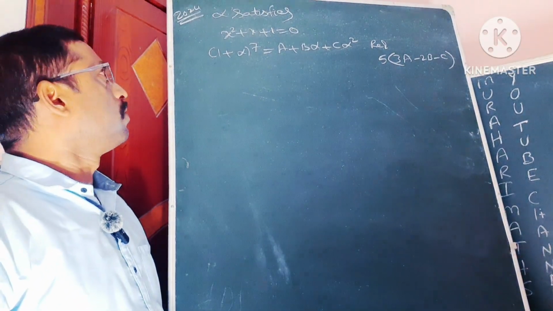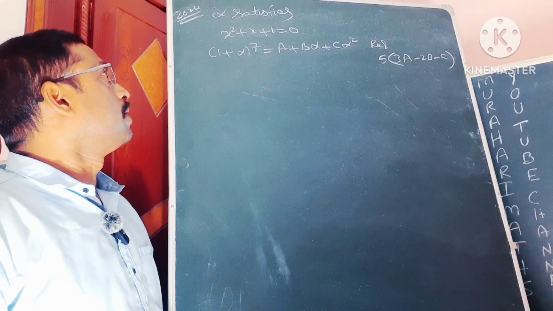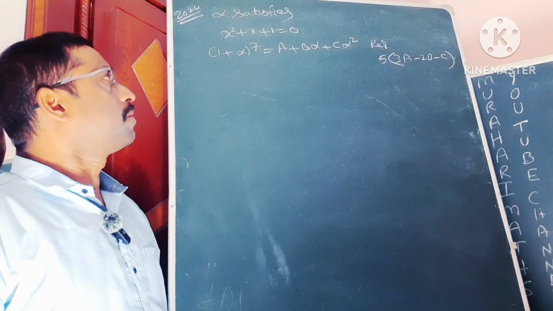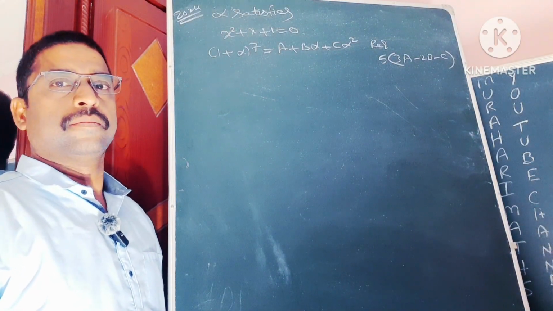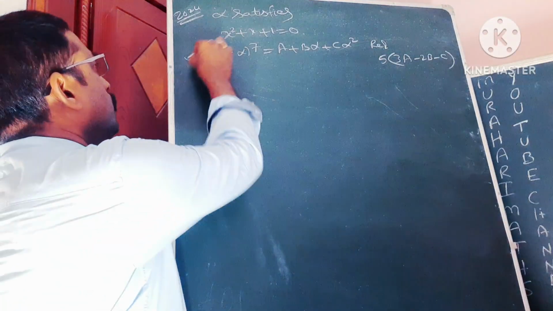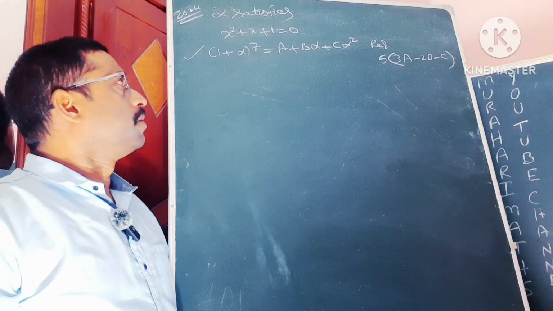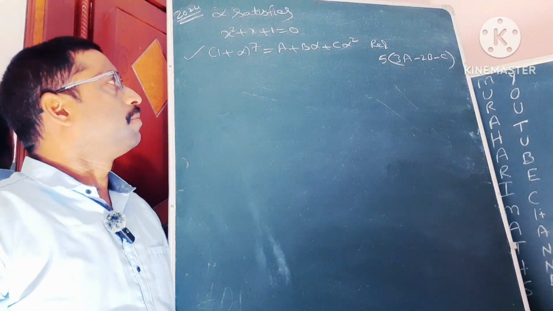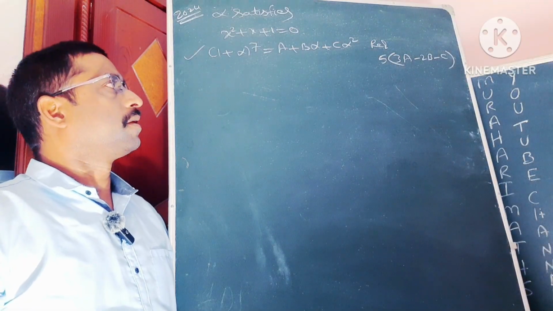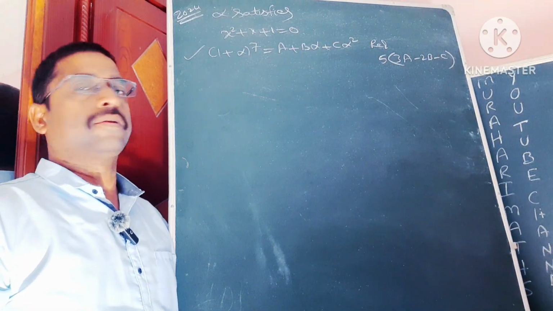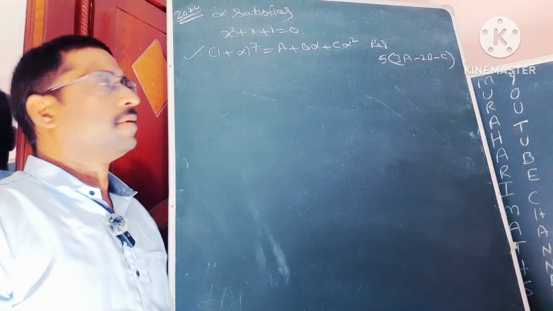Okay, now explain same model sum. In 2024, alpha satisfies this equation x square plus x plus 1 is equal to 0. One more equation: (1 plus alpha) whole to the power 7 is equal to a plus b alpha plus c alpha square. Then find out 5 times of (3a minus 2b minus 3). Okay, right.